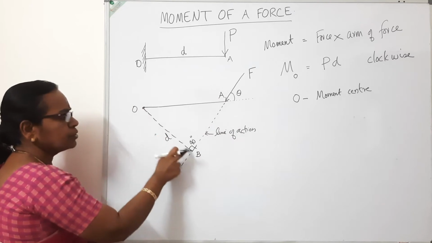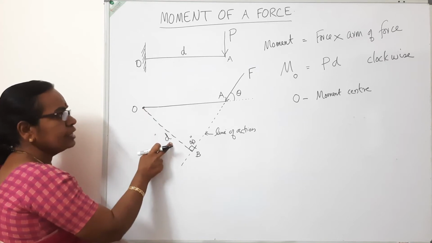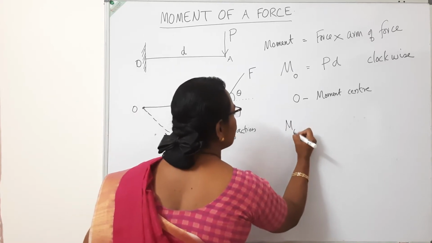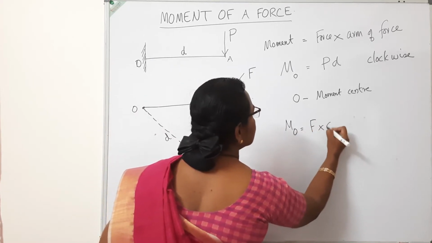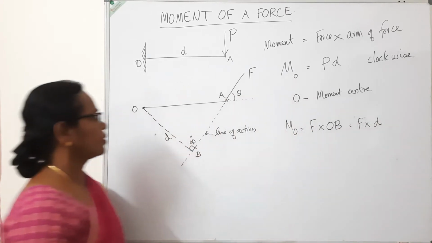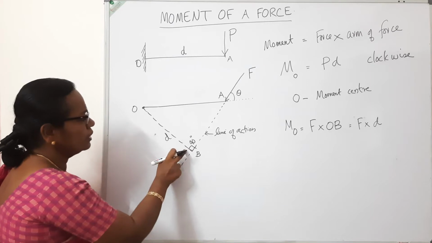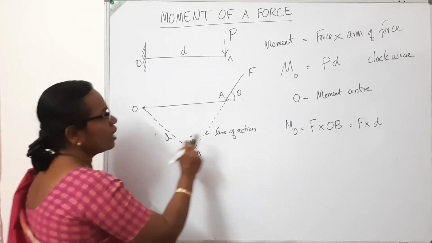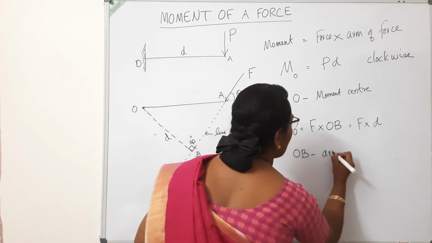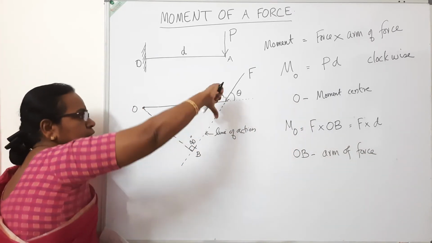The perpendicular distance from the point about which the moment is taken to the line of action of the force, that is D. So in this case, F into OB. Here the moment about O is given by F into OB, or F into D. This OB distance is also known as lever arm or arm of force. OB is called the arm of force, and this is the direction of the force.